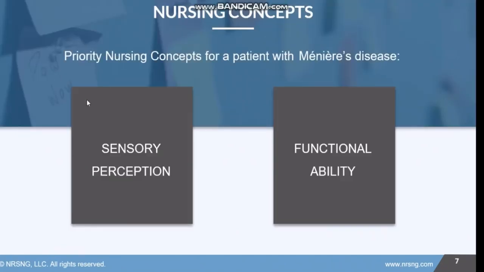Okay, guys, so one of the nursing concepts with Meniere's disease is an alteration in sensory perception. Since the patient has difficulty with hearing and tinnitus, their sensory perception is going to be altered. The other nursing concept is an alteration in functional ability. Since our senses comprise so much of our day-to-day life, a decrease in hearing ability can greatly impact a person's functional ability.